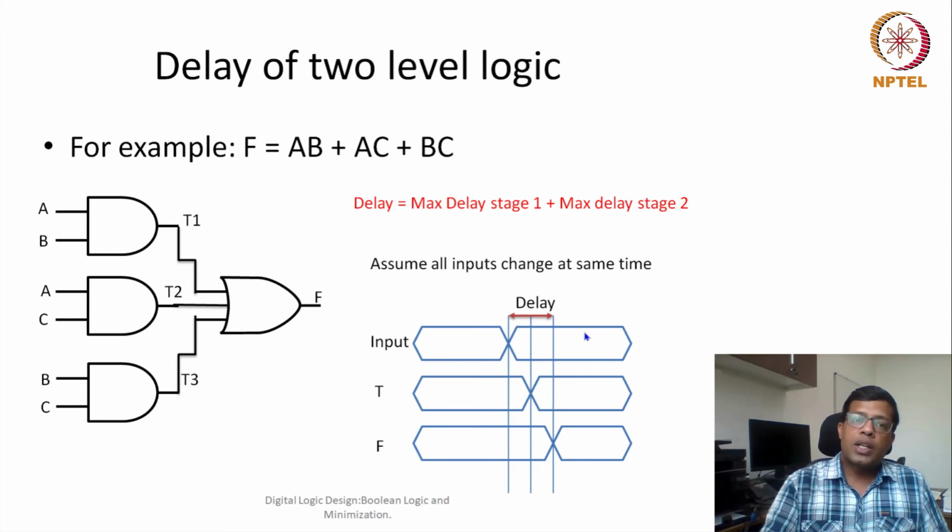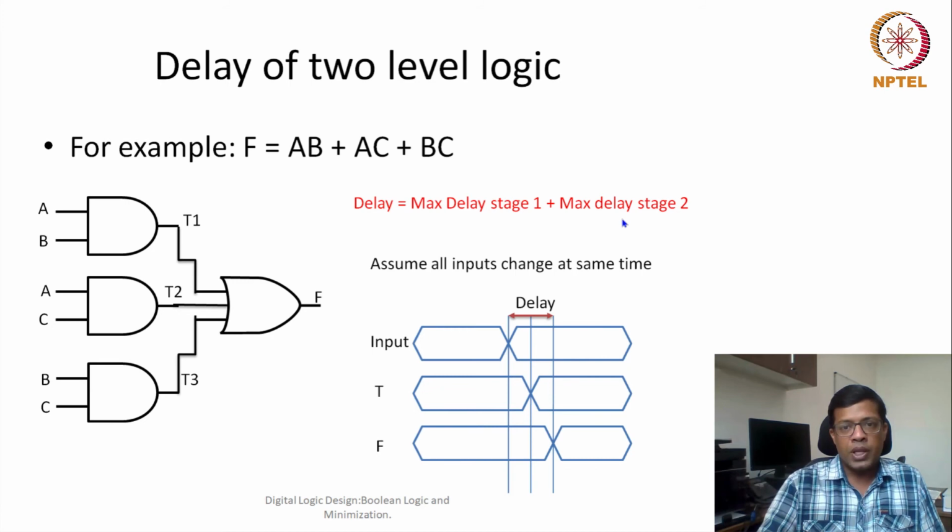So overall, if I want to calculate the delay in these two stages, the delay would be the maximum delay of stage 1, because let's say one AND gate has 4 inputs or 5 inputs, only after that particular gate has computed its output will the final output of the OR gate start changing. So this would depend on the maximum delay of stage 1 and the maximum delay of stage 2, which would define the total delay.